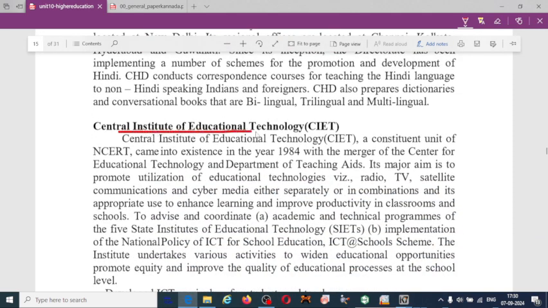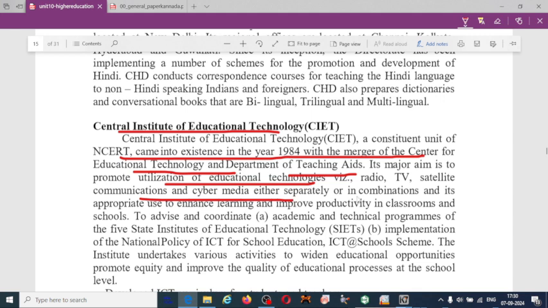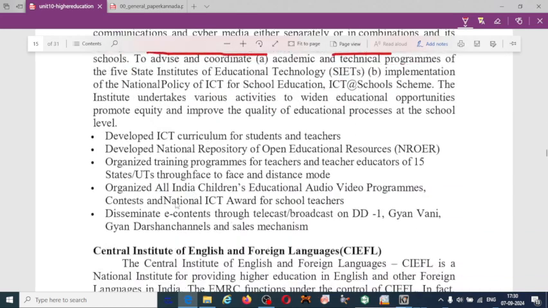Central Institute of Educational Technology CIET, a constituent unit of NCERT, came into existence in the year 1984 with the merger of the Centre for Educational Technology and Department of Teaching Aids. Its major aim is to promote utilization of educational technologies, radio, TV, satellite communication, cyber media, separately or in combination, and appreciate their use to enhance learning and improve productivity in classrooms.